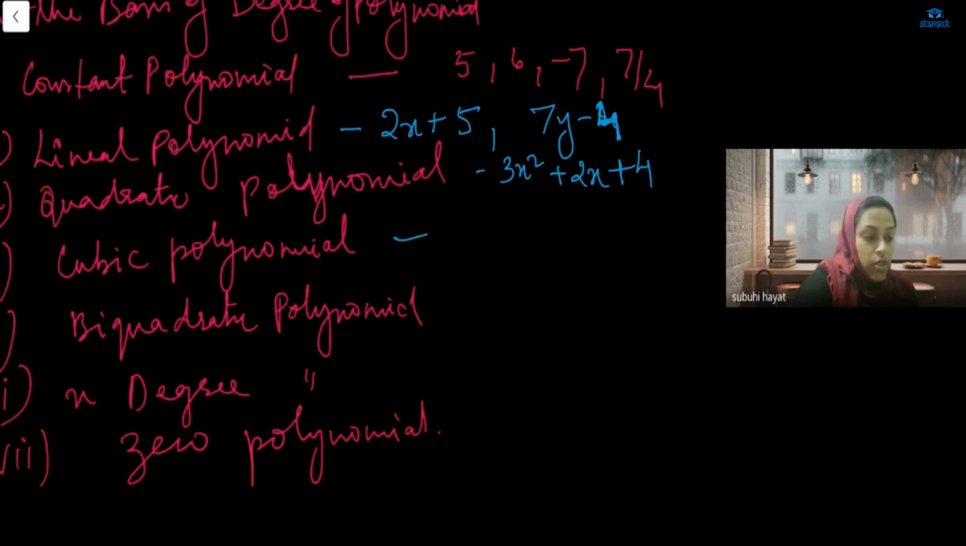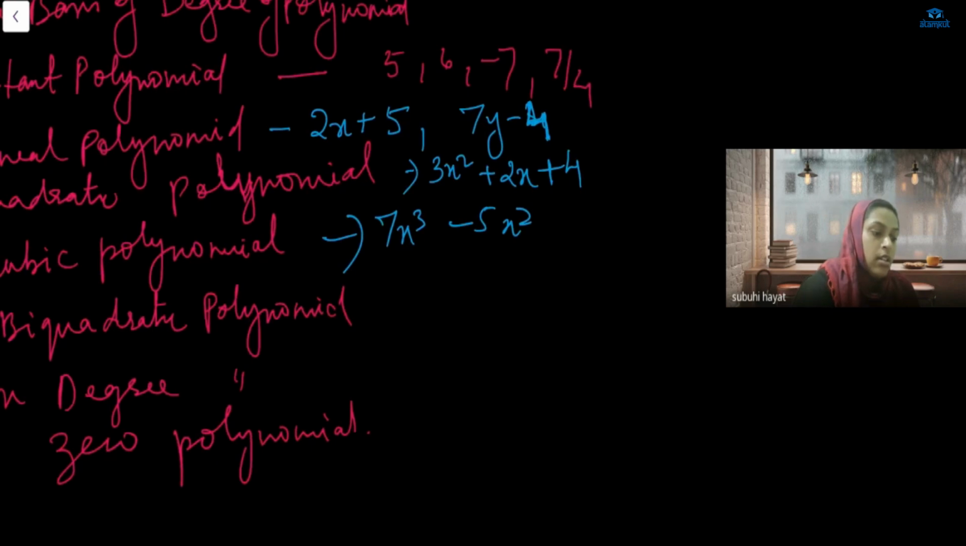The degree is 3. So 7x cubed minus 5x squared minus 3x minus 9 is an example of a cubic polynomial. You can see the maximum degree of this polynomial is 3, because x to the power 3 is the maximum exponent in this polynomial expression.